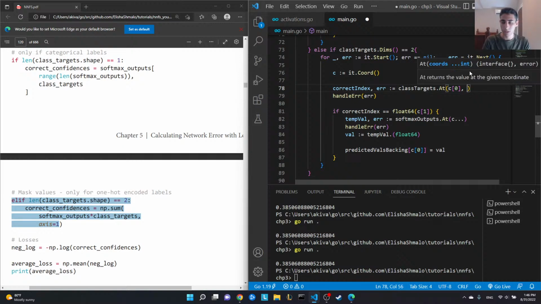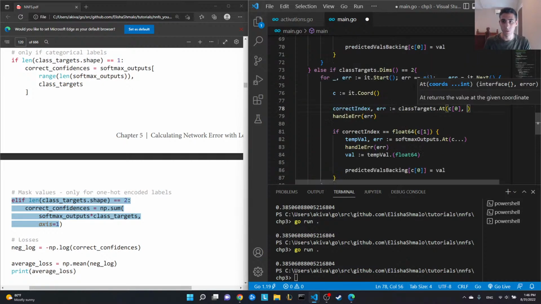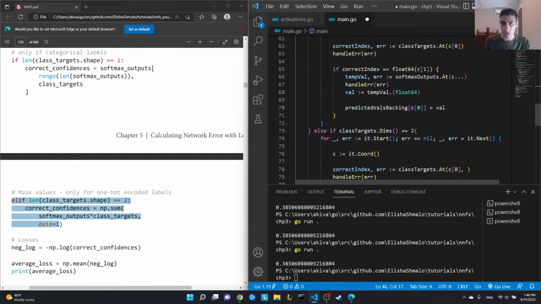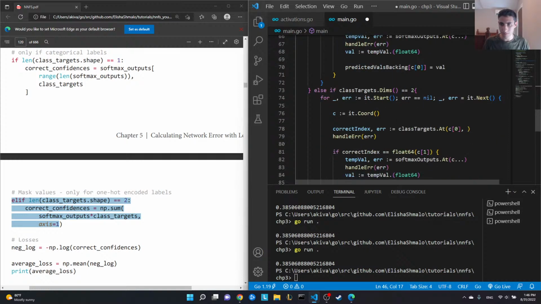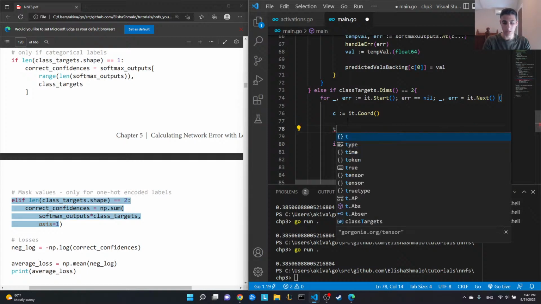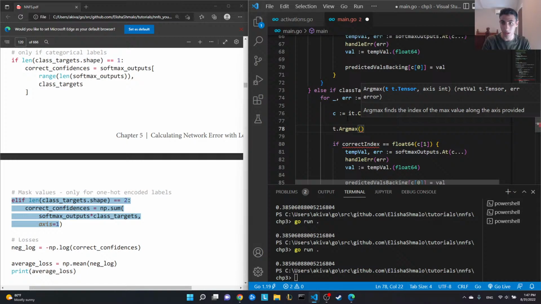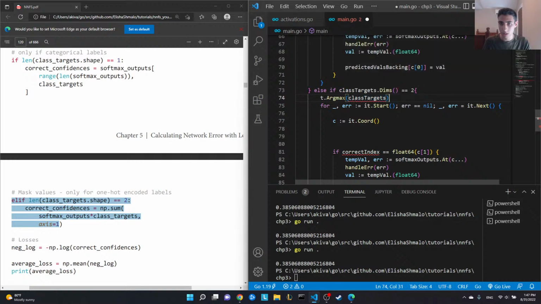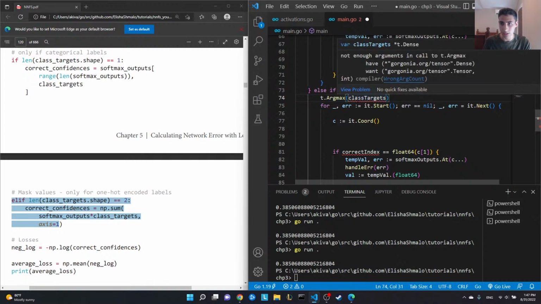this is going to be complicated because in this case we really need to be able to work with multi-dimensional things, and I want to get the argmax of the first value. So I want all the argmaxes. So t.argmax, I'm sure there's an argmax of, in this case we want class targets. But actually before the for loop I want the argmax of class targets. What's this? This takes in a tensor. Class targets is a dense.